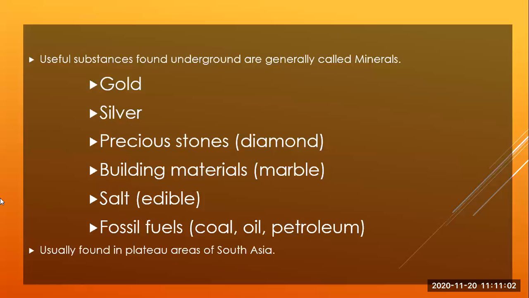Okay. It can be any building material like marble. Okay. It can be any salt. Edible means the salt that we use in our food. It can be any fossil fuel as well. Coal, oil, and petroleum are usually found in plateau areas in South Asia. Okay, we know that fossil fuel means coal, oil, and petroleum. Petroleum and natural gas. Oil and petroleum both are the same. Another word is natural gas, which we call methane gas as well. Okay.